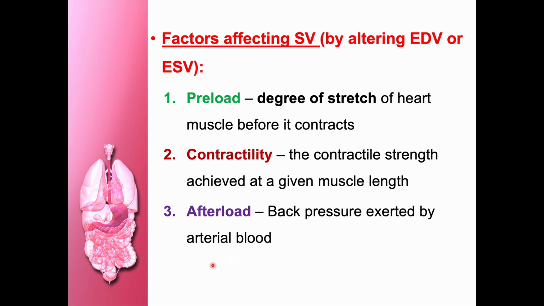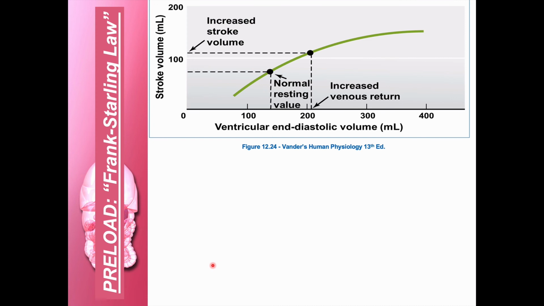For example, if the vascular resistance is more, that is, the peripheral blood vessels go in for constriction, that is what we call vascular resistance. This vascular resistance will give more back pressure. That back pressure is called afterload, which is also affecting the cardiac output.